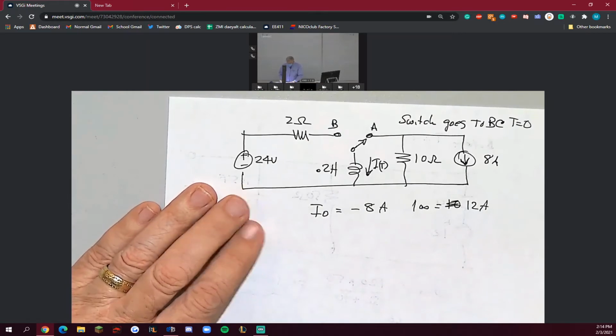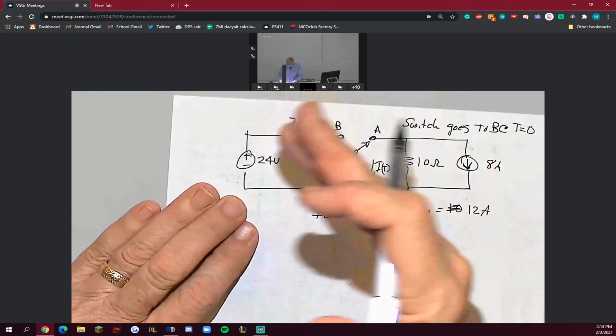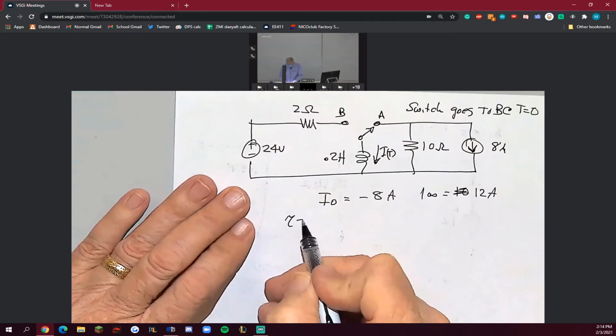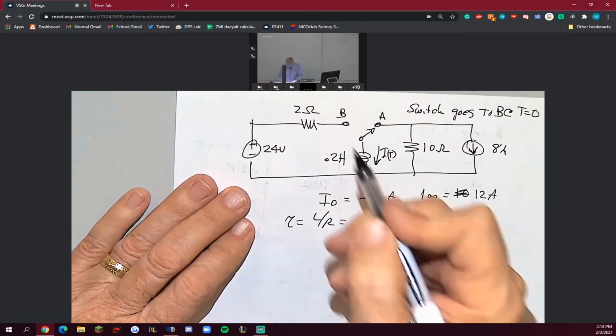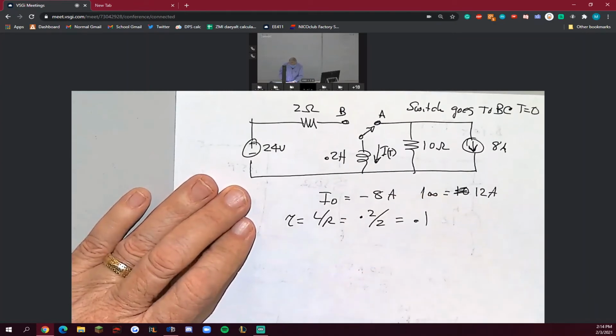Now what about tau? Well, we can ignore all this stuff that's on the right because the switch flips. For tau, we're looking for L over R, which is 0.2 over 2, which is 0.1.